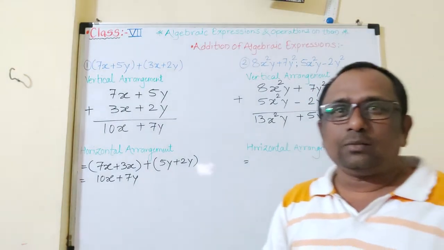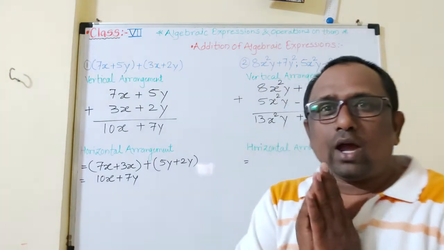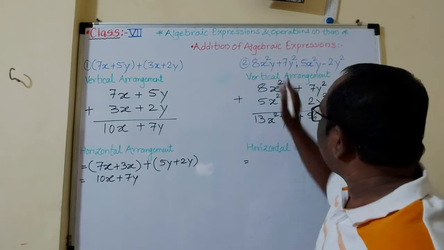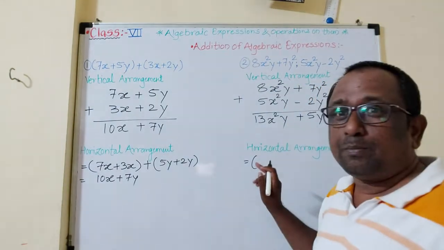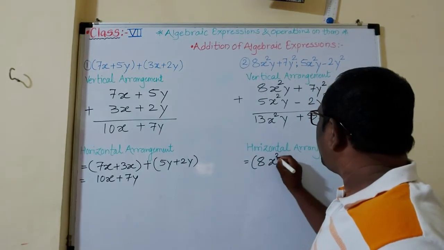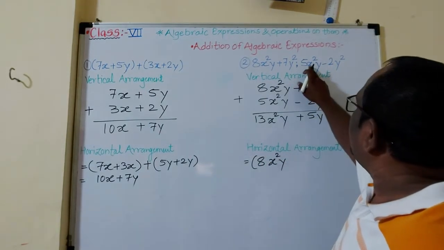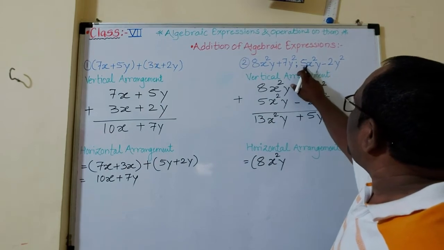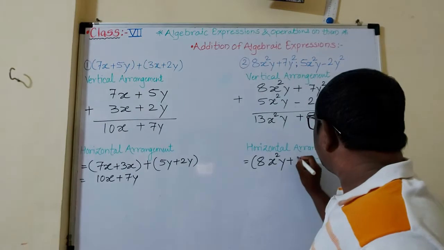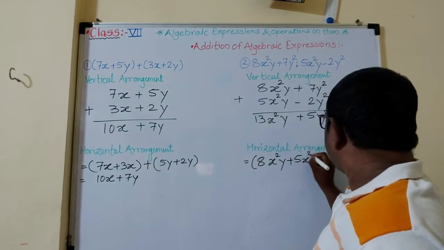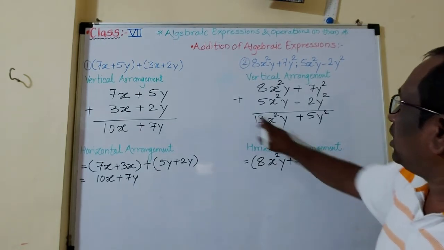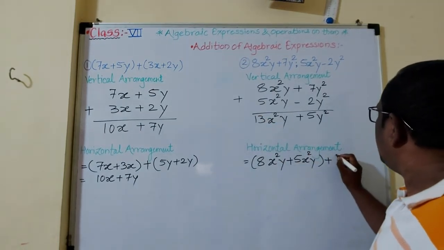Now, as with the horizontal and vertical arrangement I told you, you will have to take like terms. So first take the like terms and put a bracket. Okay, this is very important. 8x²y, then 5x²y. In front of 5 there is no sign, which means there is always a plus sign. So plus 5x²y, then a plus sign because we are doing addition, plus sign again.